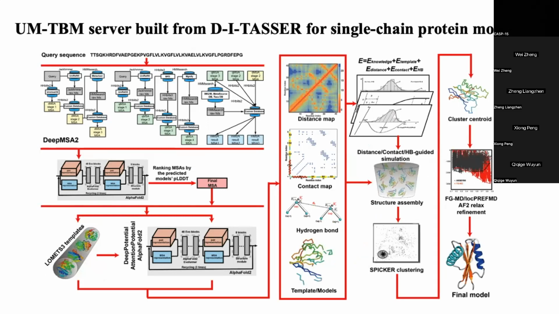Run the simulations, end up clustering, find the centroid of the most occupied cluster, and then we do a little bit of refinement using FG-MD and AlphaFold 2 Relax. The refinement doesn't seem to do a whole lot in our hands here, and we end up with our final model. So that is the UM-TBM D-I-TASSER method.